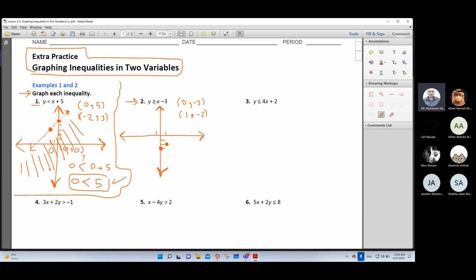Then as you see, you have equal in the sign. When you have equal in the sign, draw a solid line.